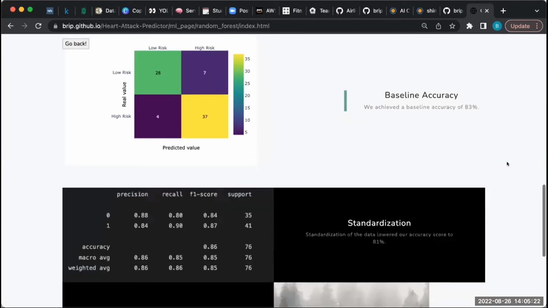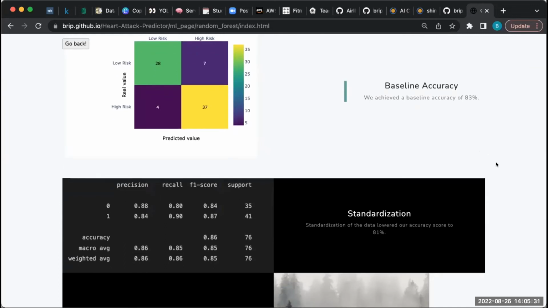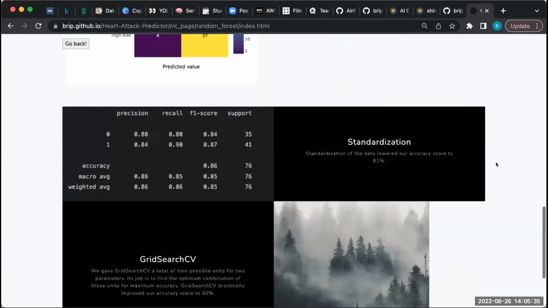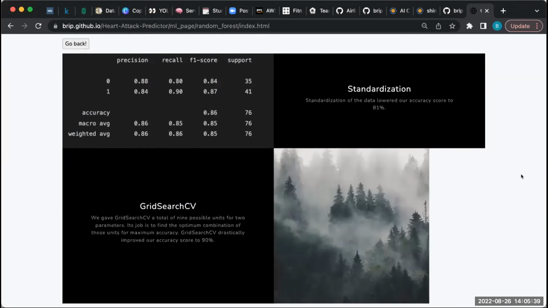So the baseline accuracy for the random forest model was 83%. And like logistic regression, standardization lowered the accuracy rating to 81%, but implementation of grid search CV raised the accuracy score to 90%.